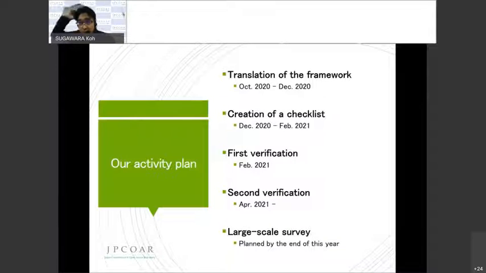For your information, here is a brief history of our activity. We started translating in October last year. After 2 rounds of brushing up in February and this month, we would like to ask universities and institutions in Japan to respond to the checklist by the end of this year.